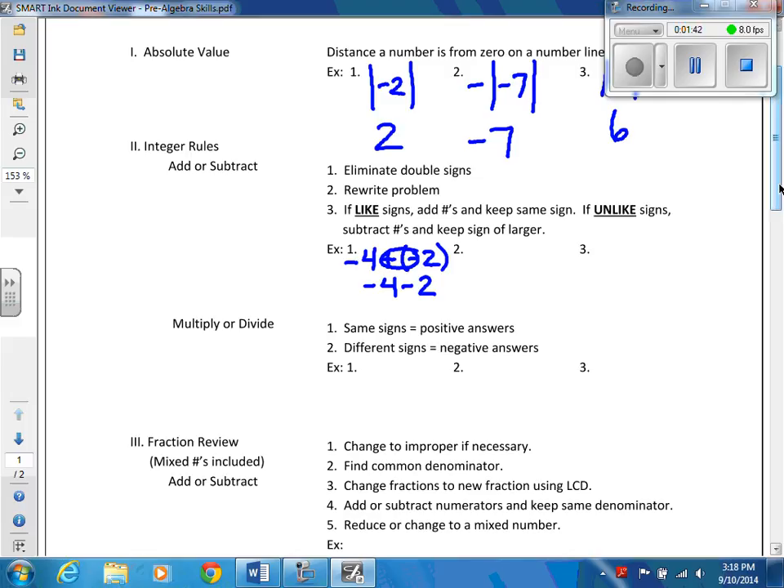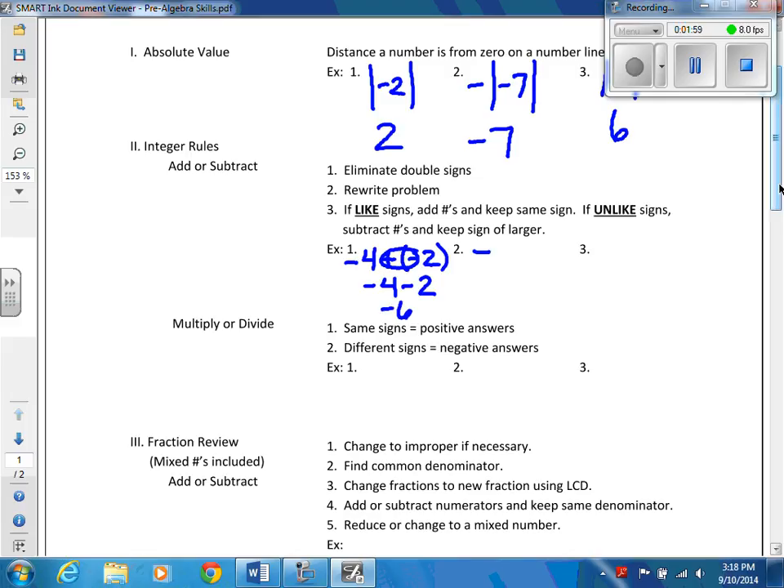Now I have to look at my numbers and decide, are they like signs or unlike signs? This is -4 and the number -2. So both numbers are considered negative numbers. That means I'm going to add the numbers. 4 plus 2 makes 6. Because both numbers are negative, my answer will be negative. So the answer is -6.